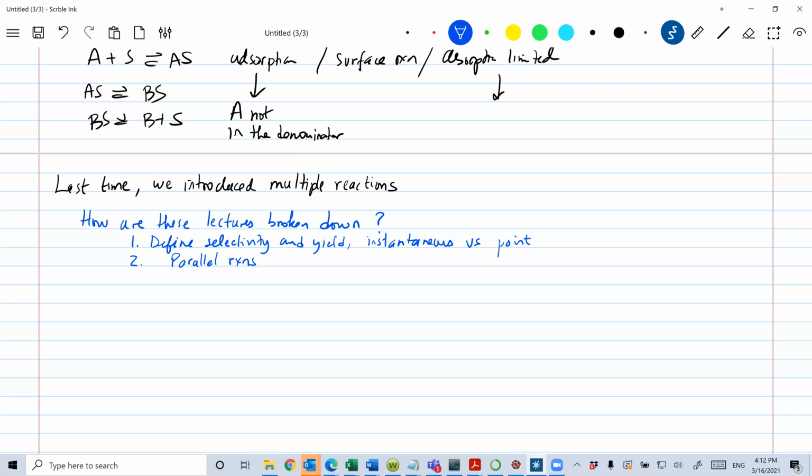So let's say we have parallel reactions and we say, okay, instantaneous selectivity is the ratio of the rates of each reaction that you're comparing. And then depending on the power or the overall order, you have to decide, do I run a CSTR, do I run a PFR, do I run a semi-batch? So you can review that from last lecture.